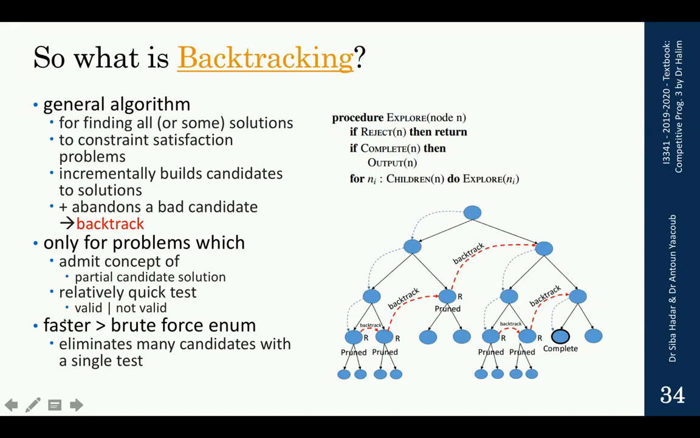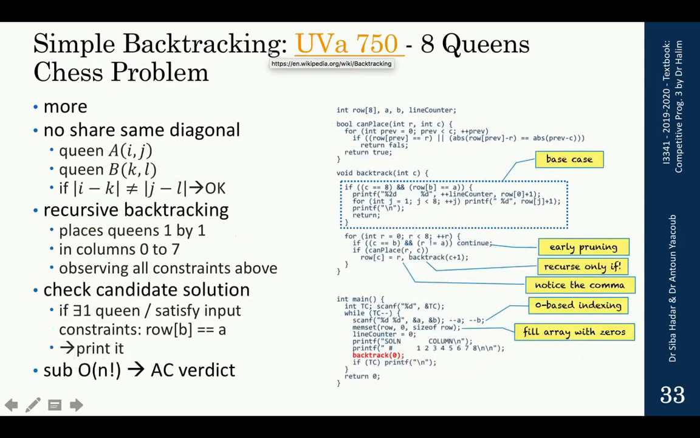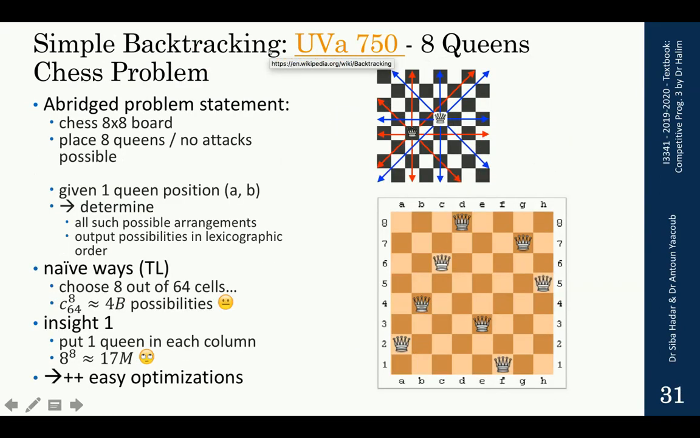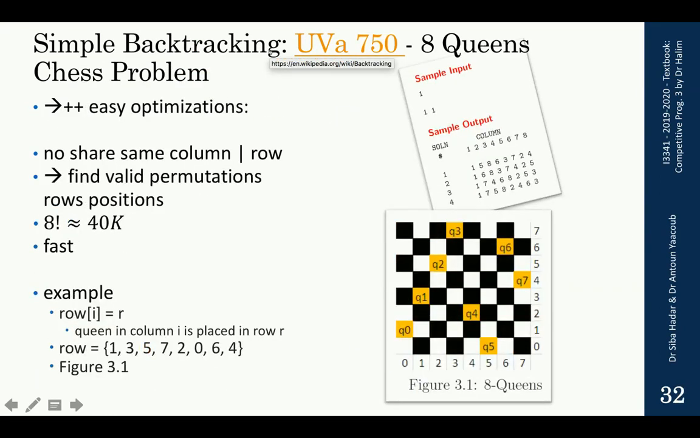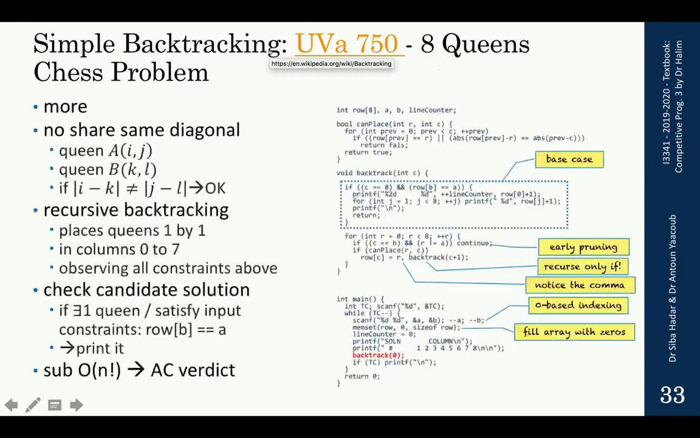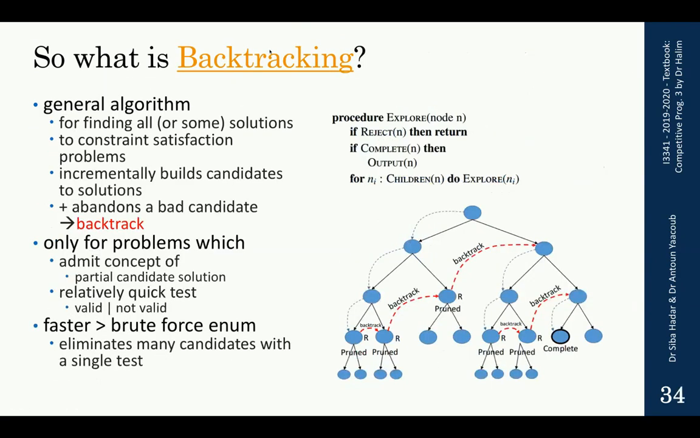And this is a faster way than the brute force enumeration, of course, because in the beginning of the 8 queens, I told you the brute force enumeration will cost us billions of operations, 4 billion operations. So backtracking is a faster way, because it eliminates as many candidates as possible with a small single test.